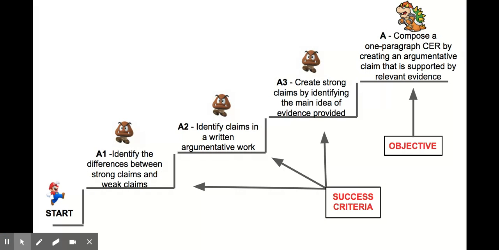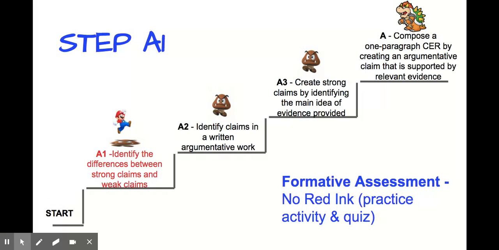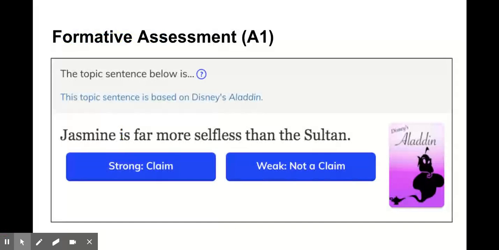For students, I've identified every step along the way, and we'll break those down momentarily. When we look at step A1, students will identify the differences between strong claims and weak claims. I will also assign a formative assessment to each of my success criteria to check for understanding. In this way, I can differentiate if needed or offer enrichment for other students. Students here, using NoRedInk, an online platform, will identify strong claims versus weak claims.